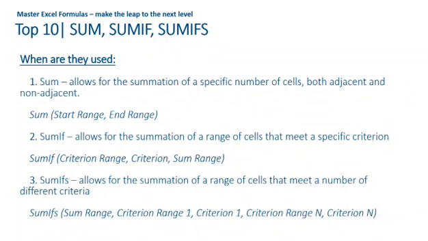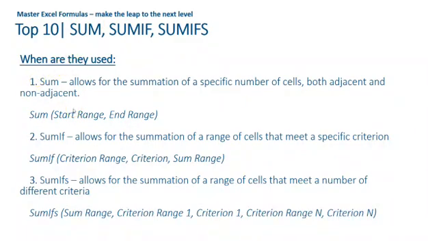Then sumif and sumifs, these two formulas allow you to sum based on a specific criterion or criteria. So sumif allows for the summation of a range of cells that meet a specific criterion, whereas sumifs allows for the same thing but with more than one criterion.